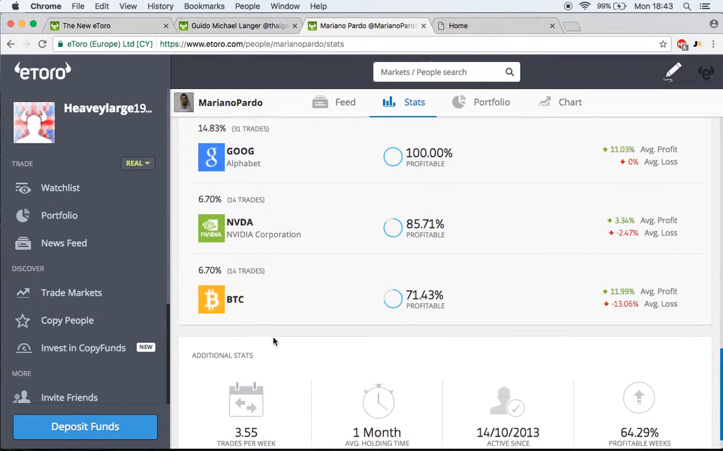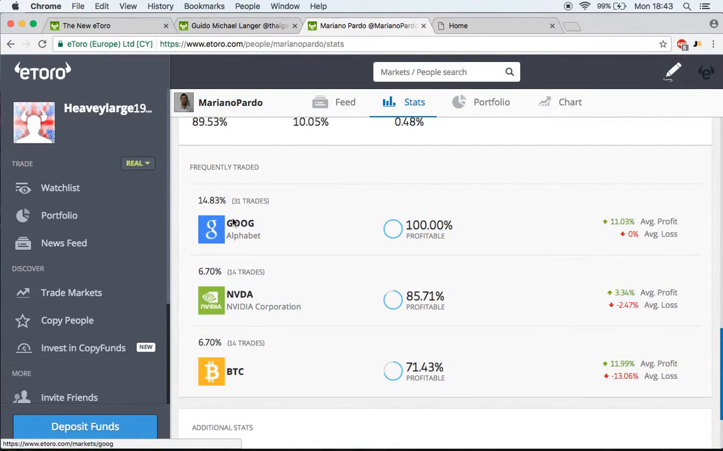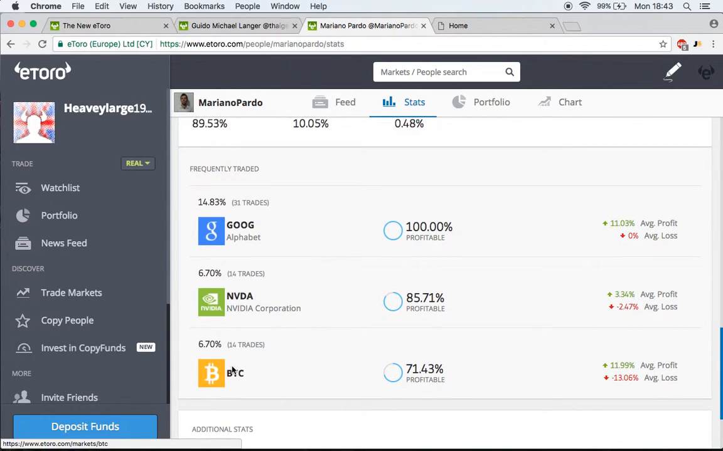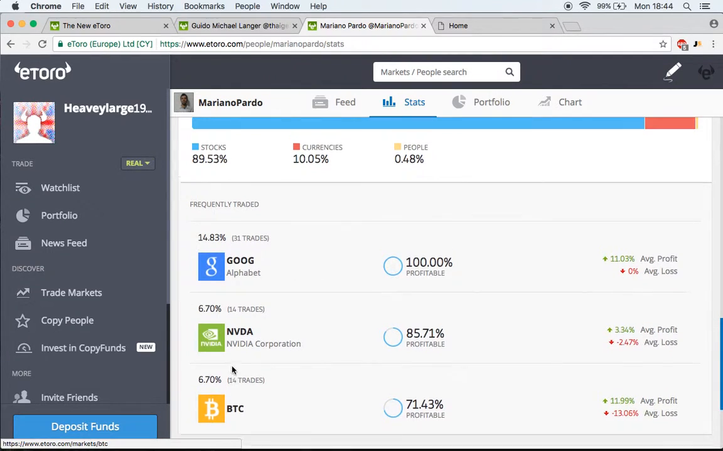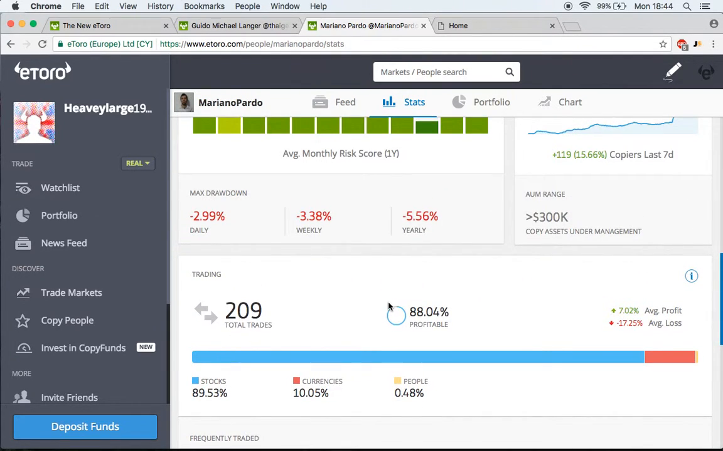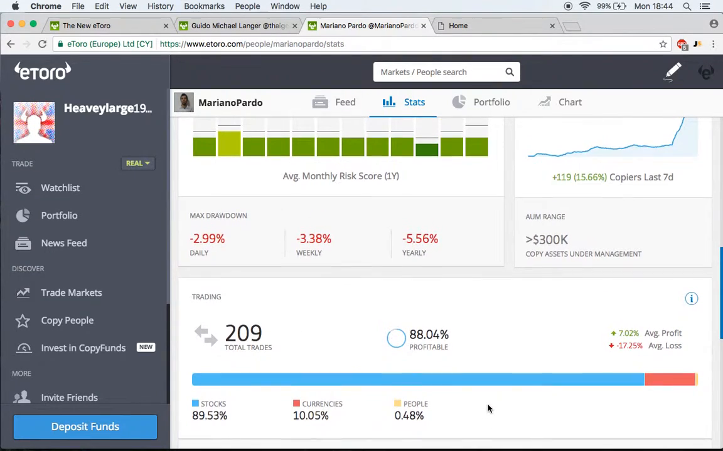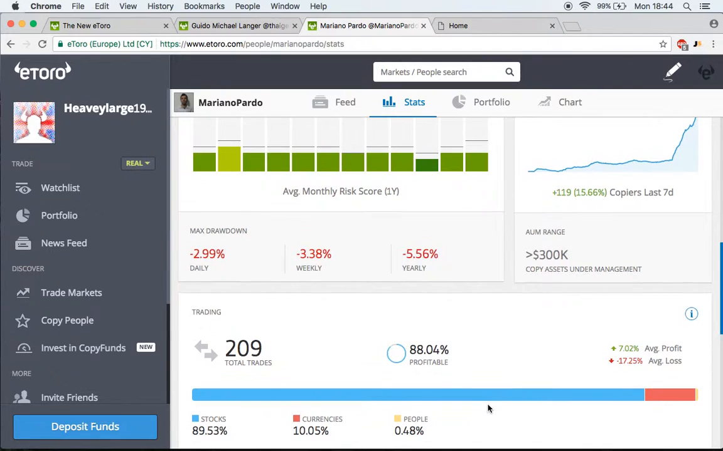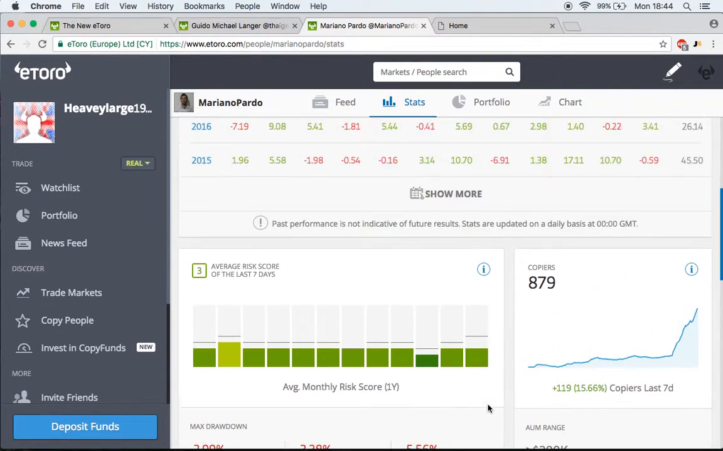You can look at other factors, such as what he's frequently been trading. So he's been trading Google, NVDA, and Bitcoin. But as we talked about earlier, it doesn't really matter what he's been trading. If he knows what he's doing with those trades, then that's fine. It could be currencies, it could be anything. It's okay. This category right here, this section, same sort of thing. It just breaks down really what he's been trading, but we're not too fussed by that.